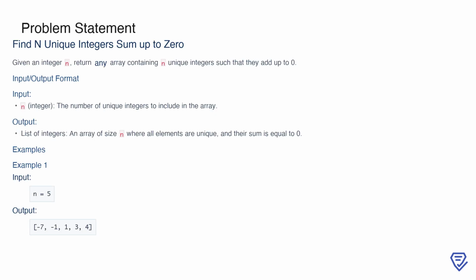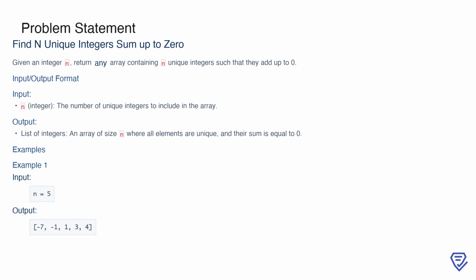The goal of this problem is to find an array of integers where all the integers are unique, and their sum equals 0. You are given an integer input n, which specifies the number of integers that should be in the array. The challenge is to construct such an array where the sum of these integers is exactly 0.